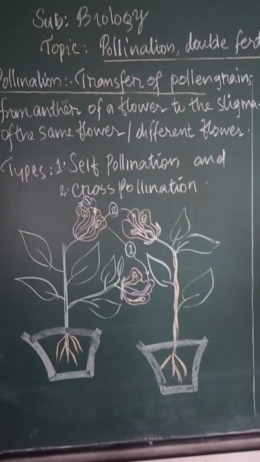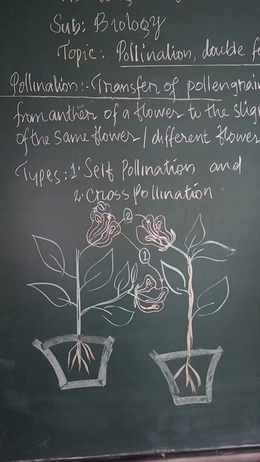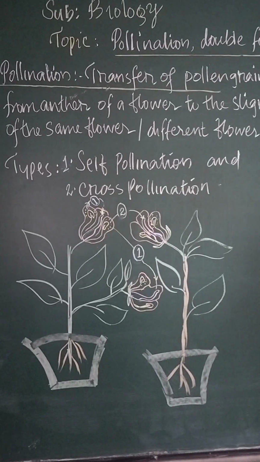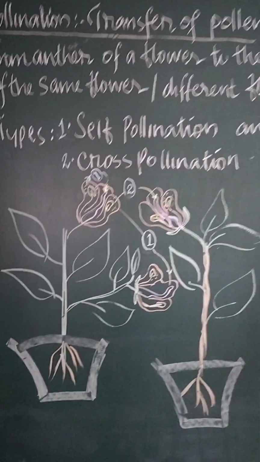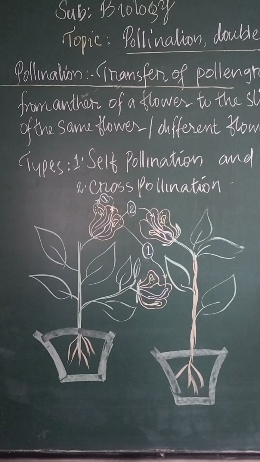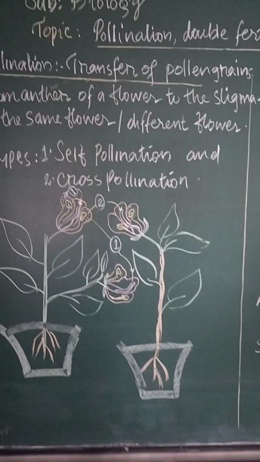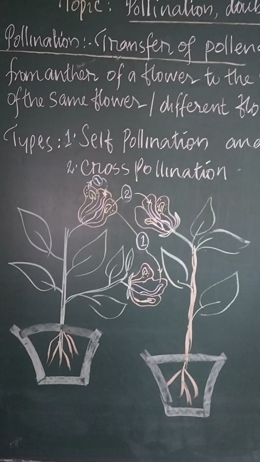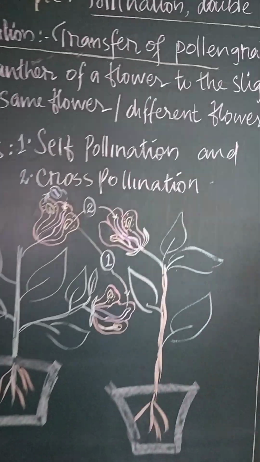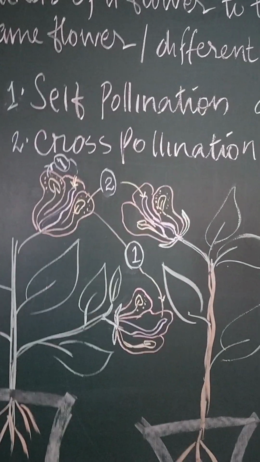The transfer of gametes is called pollination in plants, where there are two types: self-pollination and cross-pollination. You can see the diagram, and you may get diagram based questions labeled as 1, 2 here in the diagram, and you are supposed to explain the self-pollination and cross-pollination.